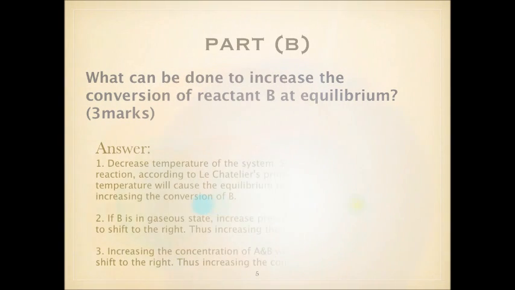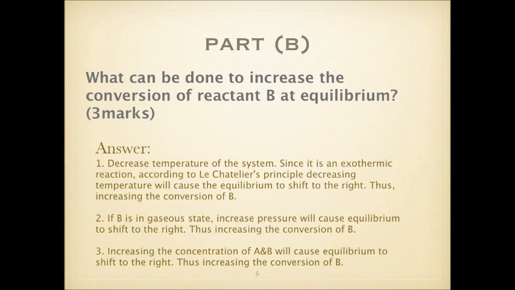Part B. What can be done to increase the conversion of reactant B at equilibrium? In order for this to occur, the equilibrium has to be shifted to the right. This can be done when the temperature of the system is decreased, when the pressure is increased provided that B is in gaseous state, or thirdly, when the concentration of A and B is increased.